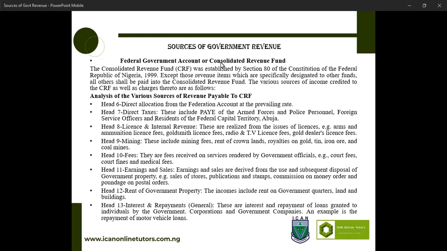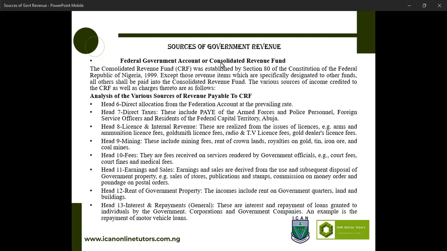Don't forget, I said we're having two classes of revenue. The first one is what? Federation. While the second one is CRF. Federation is having head 1 to 3, while CRF is having head what? 6 to 17. Now, the CRF, which is the federal government account, analysis of the various sources of revenue payable to CRF include the following.